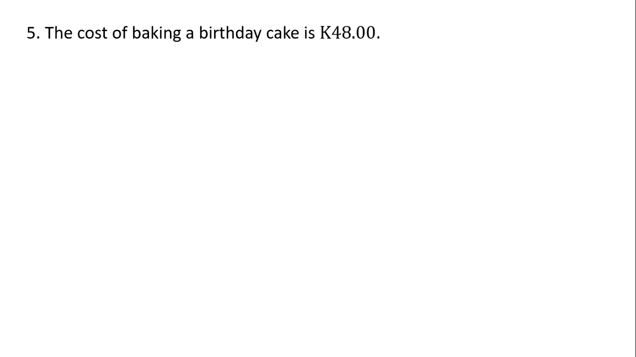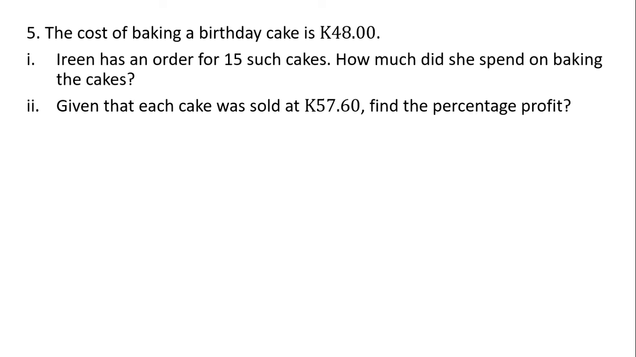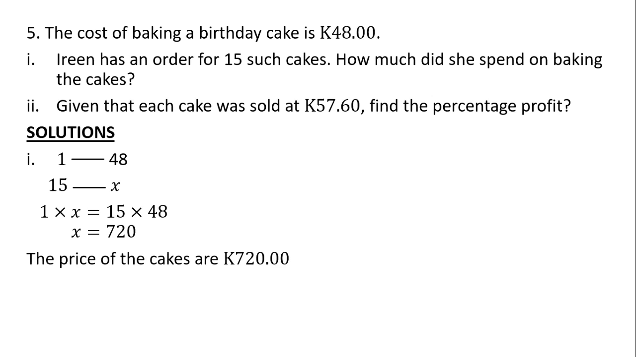Question 5. The cost of baking a birthday cake is 48 kwacha. Irene has an order for 15 such cakes. How much did she spend on baking the cakes? Given that each cake was sold at 57 kwacha 16 ngwe, find the percentage profit. We'll take it step by step. If the cost of one is 48 kwacha, the cost of 15 will be 48 times 15. One costs 48, 15 we don't know, so we cross multiply: 1 times x is equal to 15 times 48, so x equals 720. Therefore, Irene spent 720 kwacha.